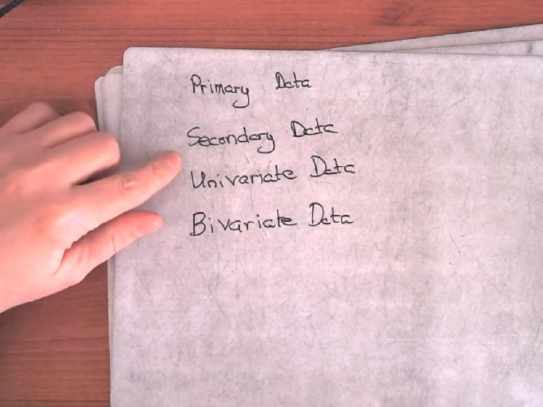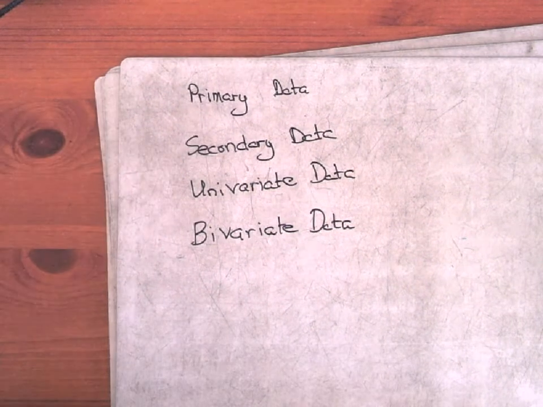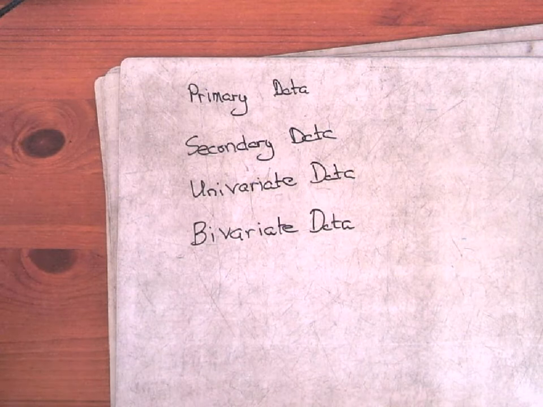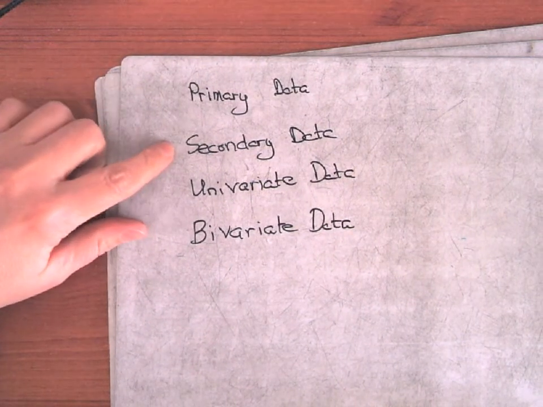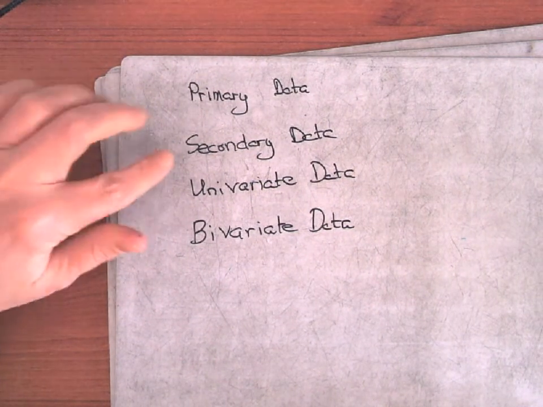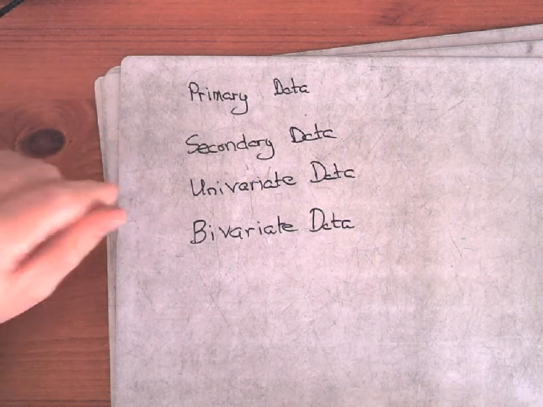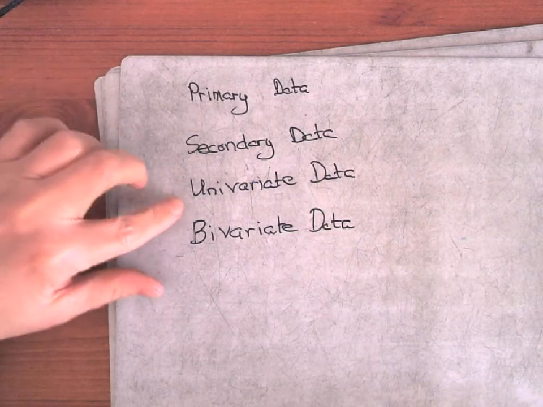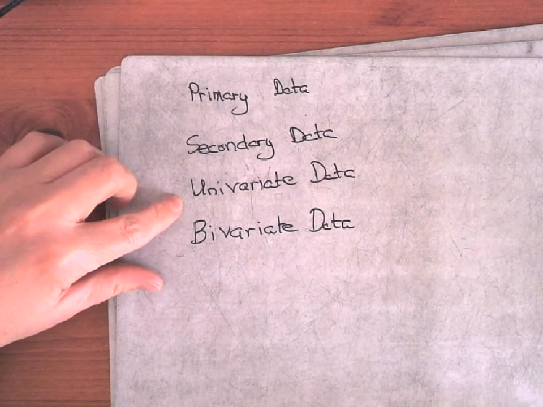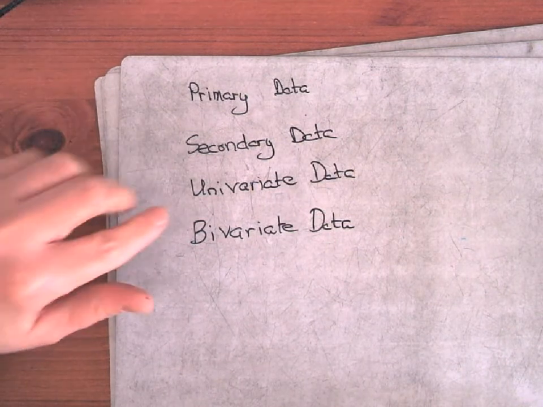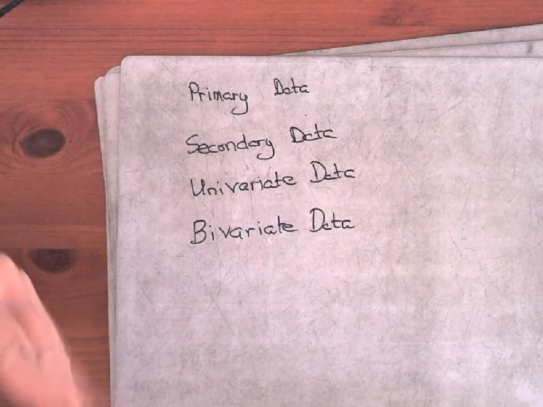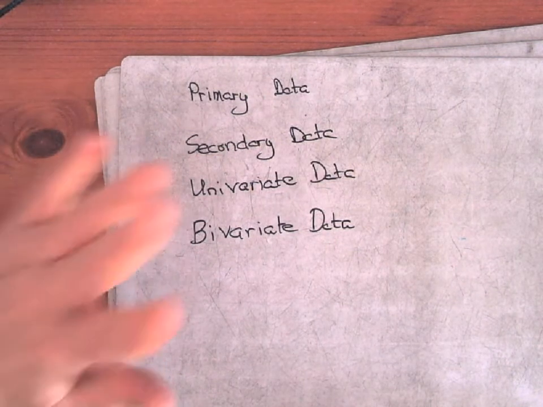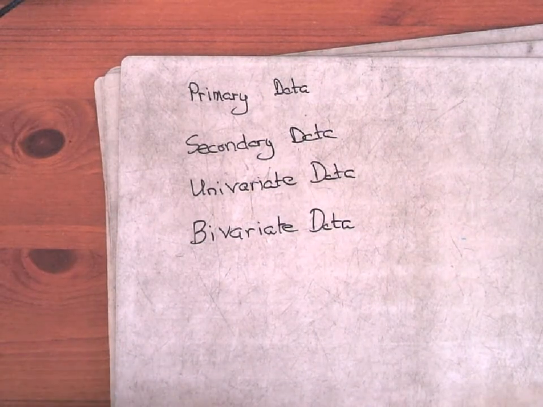Secondary data is you get the information from some other source. So you might look up the information off the internet, or you might get it out of a book or a telephone book or something like that. Univariate data is you ask one question. So you collect one piece of information, as in you send out a survey, what colour eyes do you have? That's it, no more information, one question.